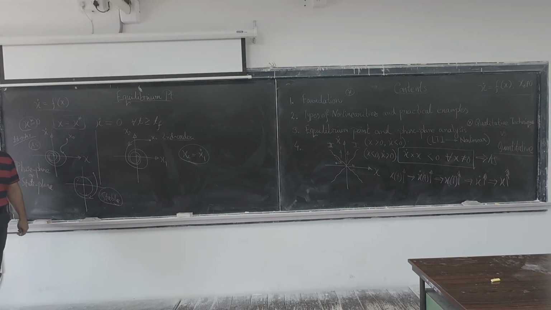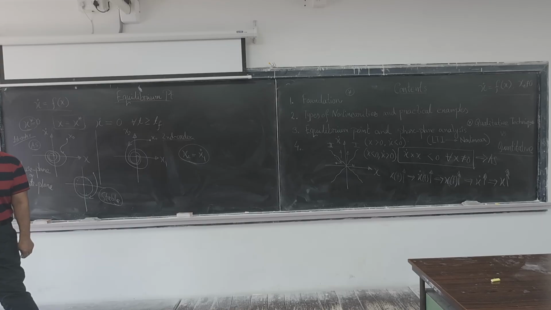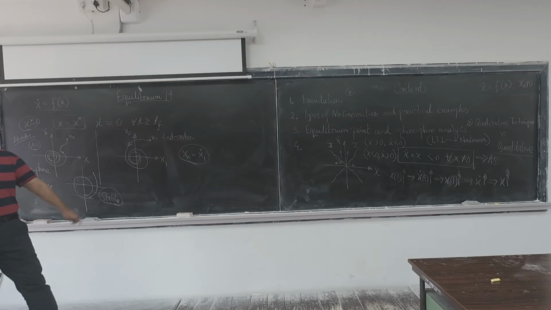point where the rate of change of the state will become 0. Not only that, it will remain 0 for all future time. Right? That is the definition of an equilibrium point. Okay. Why is this required?